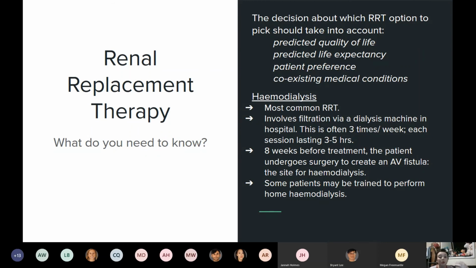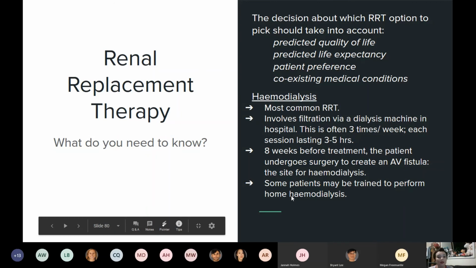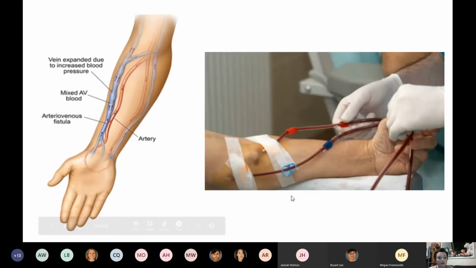So hemodialysis is the most common renal replacement therapy. It involves filtration through the machine in hospital. This is often around 3 times a week. It might be moved to more often. Some people are very lucky and can have it less, but they're often very time-consuming sessions, which people seem to be aware of. So 8 weeks before the treatment, the patient goes under surgery to have an AV fistula put in. I'll show you a picture of that in a moment. And that's what's used for the hemodialysis. Some patients can be trained to perform home hemodialysis, but that's still not particularly common.